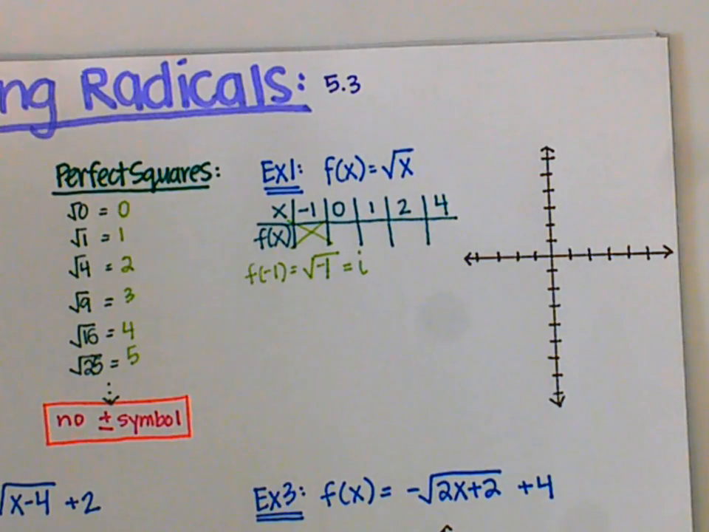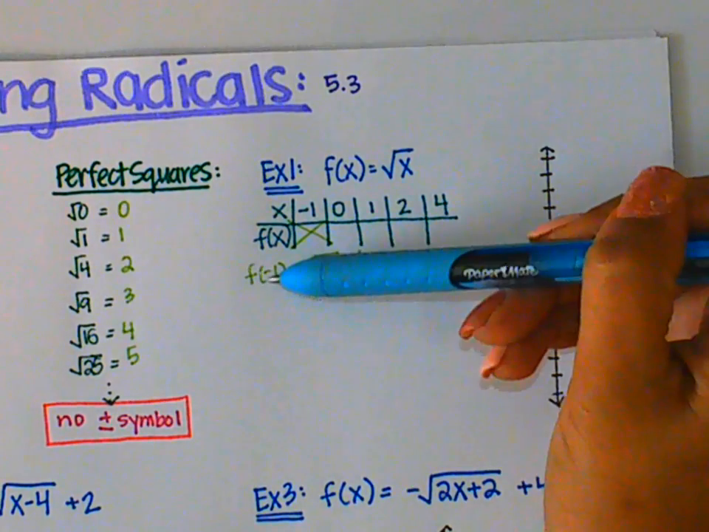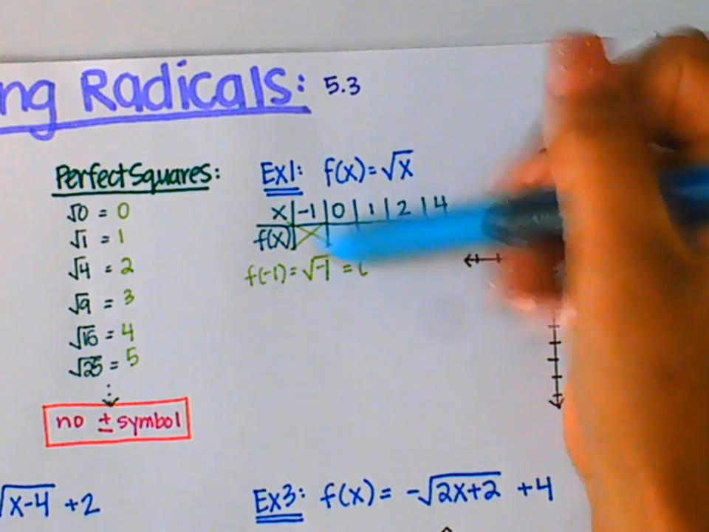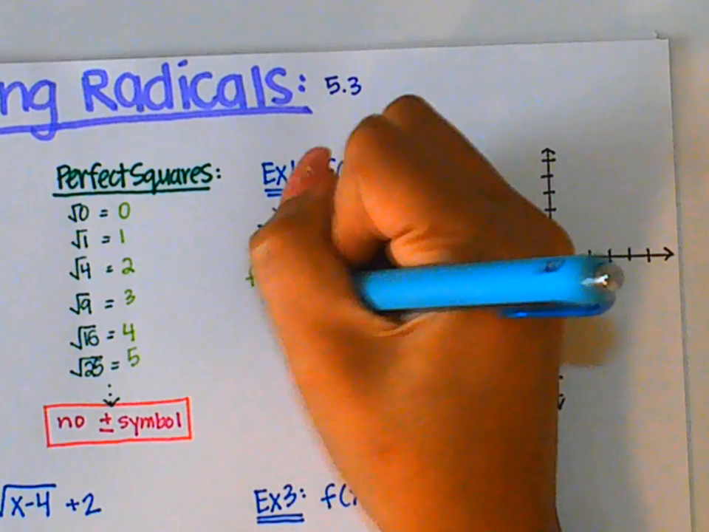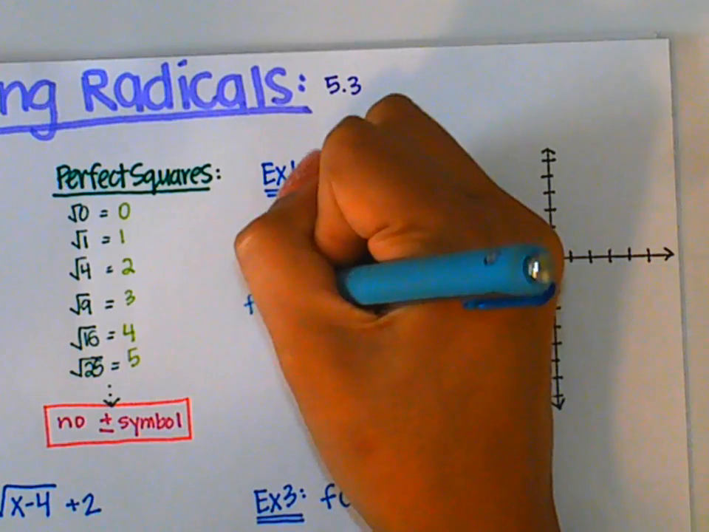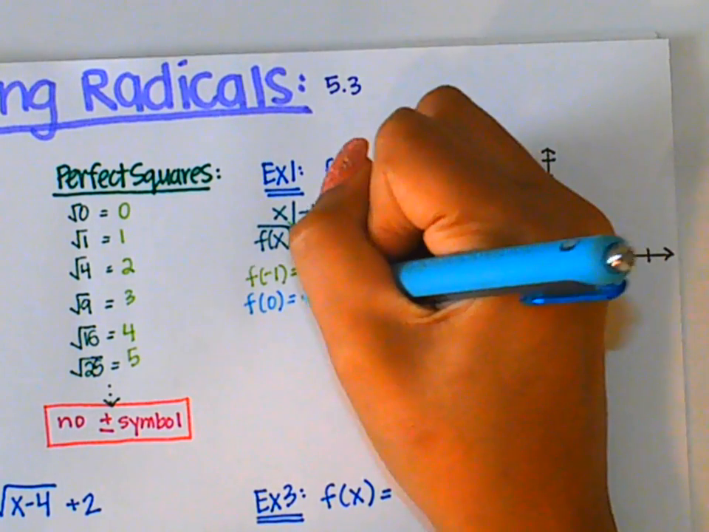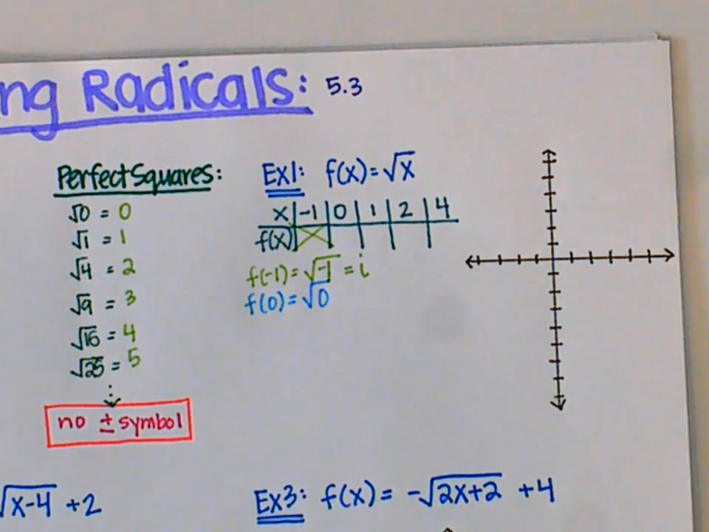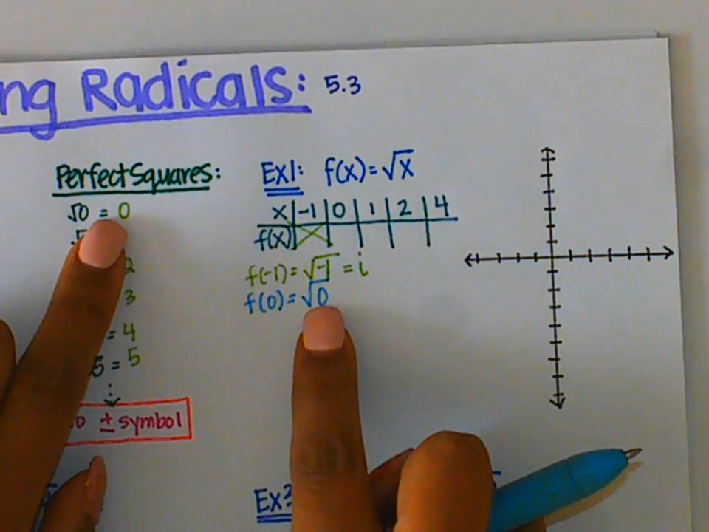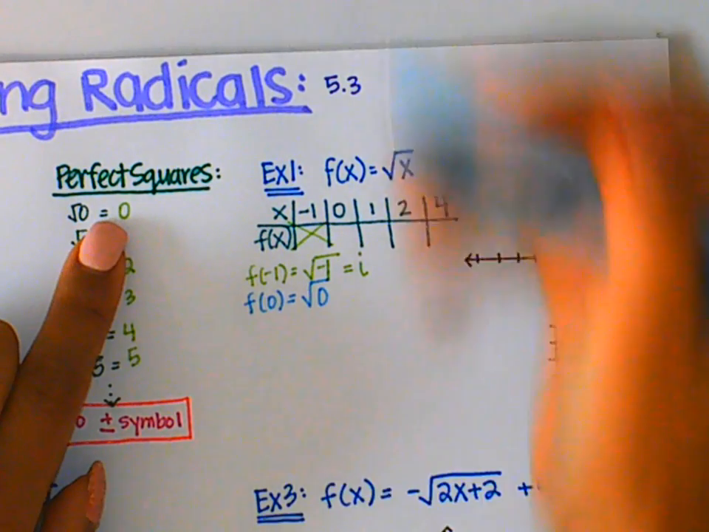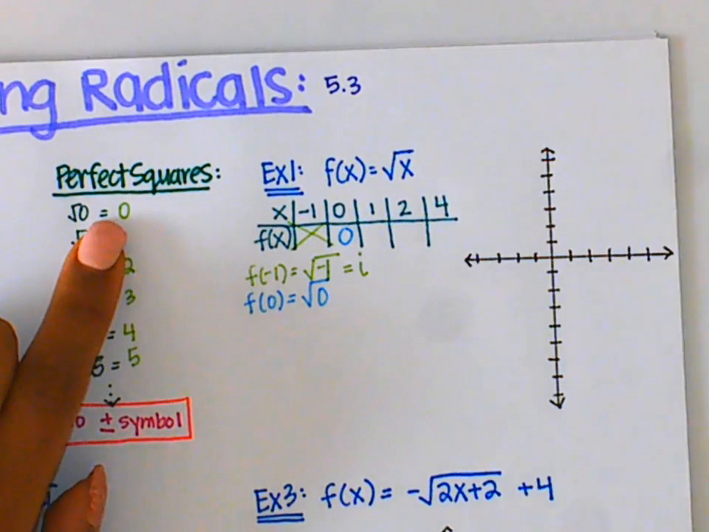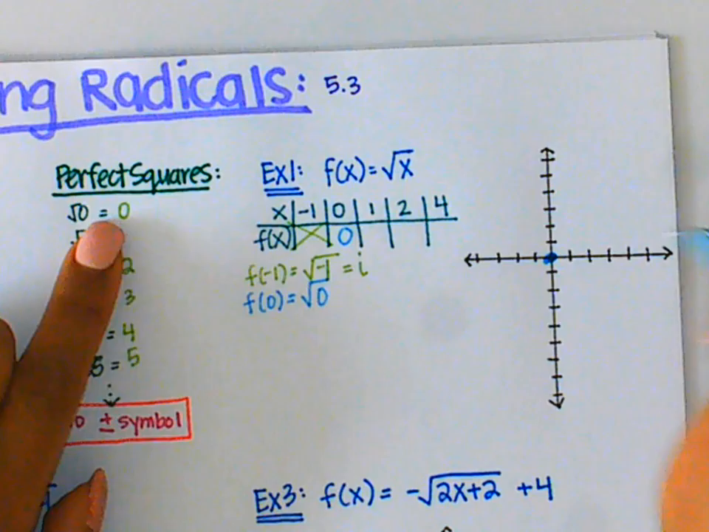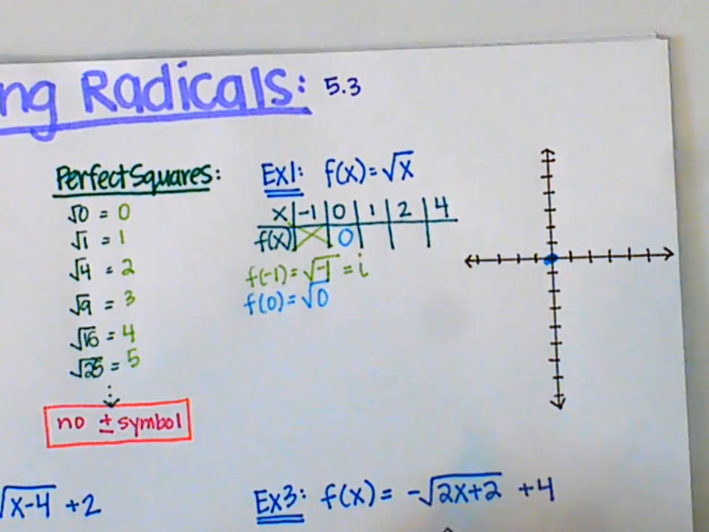I'm going to switch colors as I'm working just because I don't have that much room. And the different colors will show you the different numbers that I actually plugged in. So here will be f of 0, the square root of 0. So you'll notice that that is one of my perfect squares. The square root of 0 is 0, so I can go ahead and put that in my table. And I'm just going to go ahead and plot it. So there it is, 0, 0.